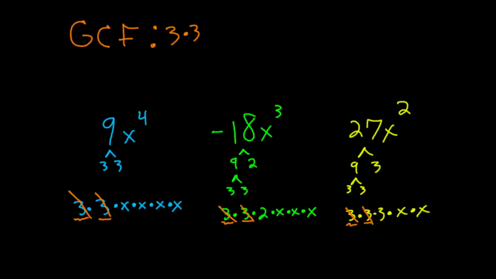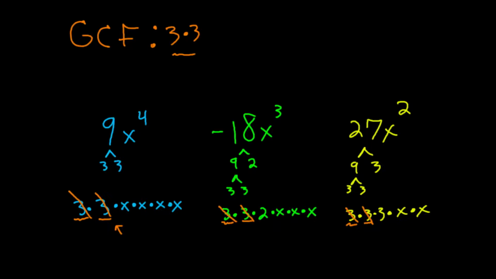Now for the numbers, do we have any more numbers in common? No, because as you can see with the 9's, we don't have another number here. They're already crossed out, so there's nothing left. Because there's nothing left here, and there's nothing in common between all 3 of the numbers, that's it for the numbers. So we're just going to stick with 3 times 3 for now.